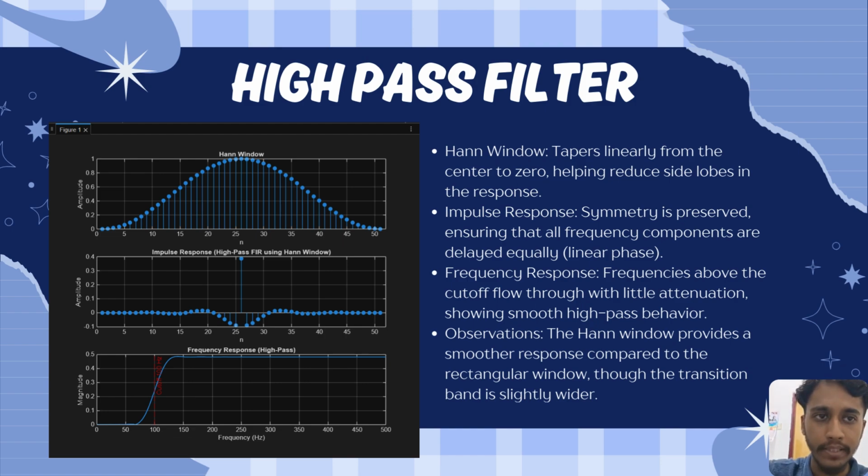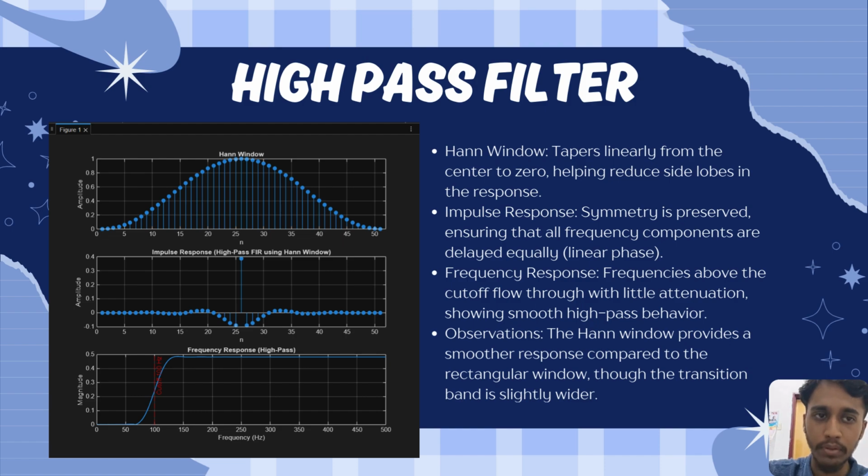Looking at our high-pass results, the difference made by the Hann window is very clear. First, the window shape. At the top, we can see the smooth tapering that we always want. It starts at 0, peaks in the middle, and fades back to 0.